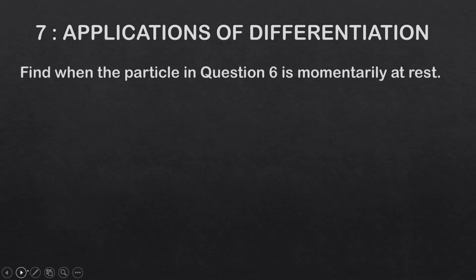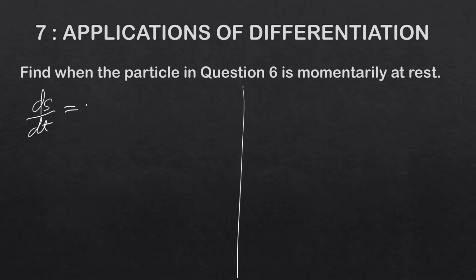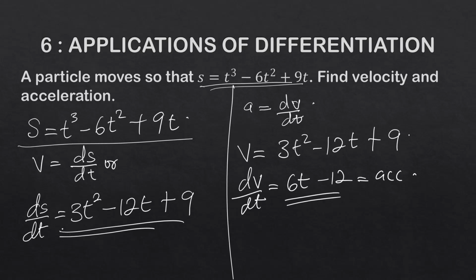Now, moving to the next one, number 7. Number 7 says, find when the particle in question 6 is momentarily at rest. If you say momentarily at rest, it means that the velocity must be 0. That means I'm going to go back and say that ds/dt must be equal to 0. And when means at what time. So let's go back there and look at this equation. I'm going to use this equation.